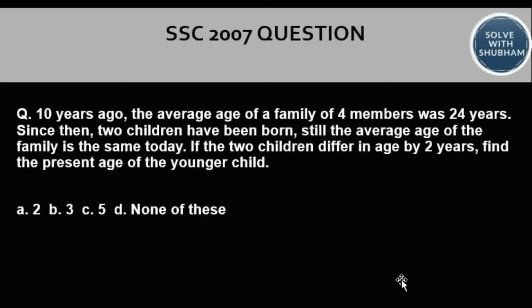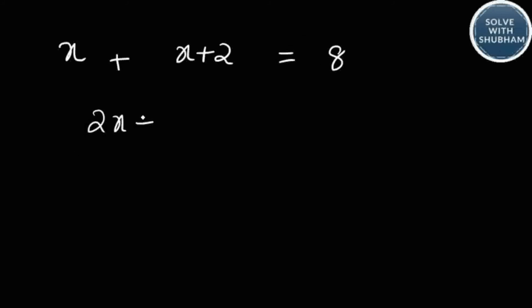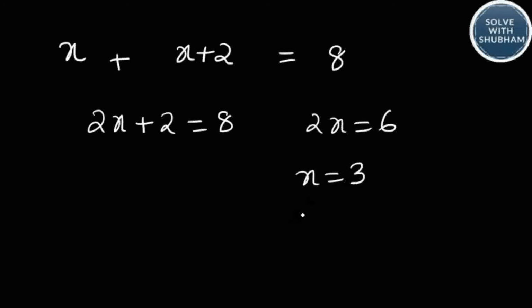Now again, if the 2 children differ in age by 2 years, so if one child is x, the second child would be x plus 2. So, here they differ in age by 2 years. Their sum is 8. 2x plus 2 is 8, 2x is equal to 6. x is 3. x plus 2 would be 5.